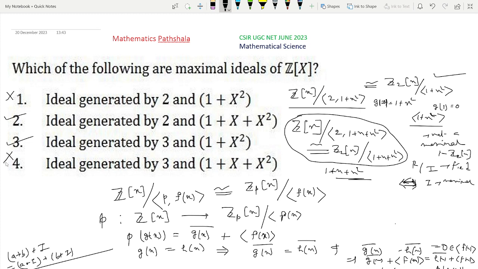So options 1 and 2 and 3 are the correct options. This is the solution of this problem.